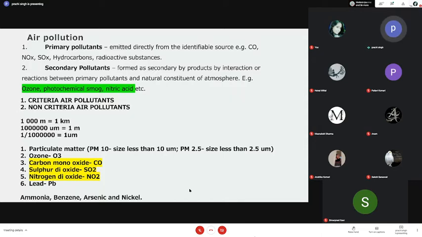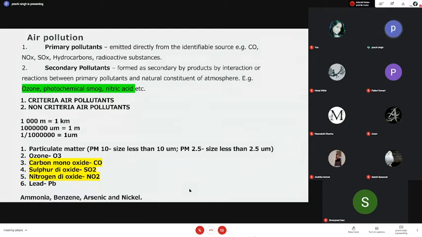Because they are formed as a result of reactions between these primary pollutants, they are said to be your secondary pollutants. So if your question is whether ozone is a secondary or a primary pollutant, then of course it's a secondary pollutant, and we have seen that in the photochemical smog reaction.